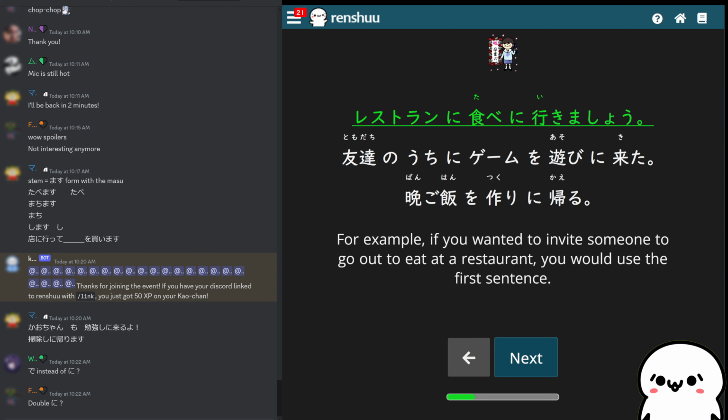But the first thing that the first person mentioned, de, why are we using de? Because de shows the location of an action. We're talking about eating, right? So shouldn't we say, let's go eat at the restaurant?